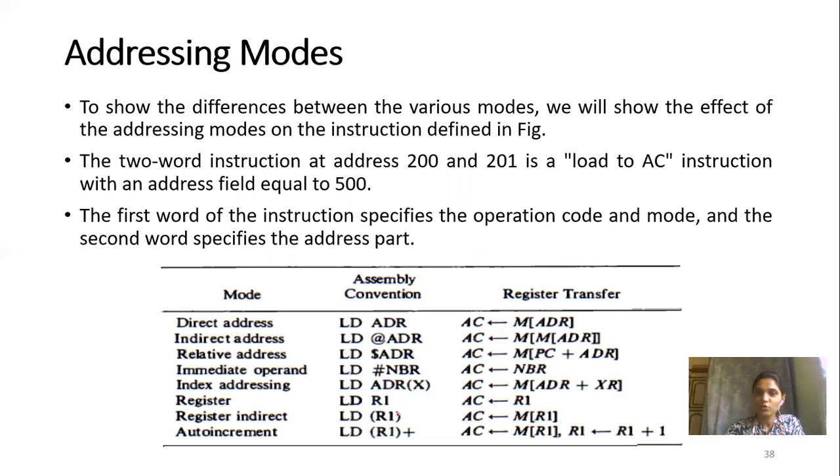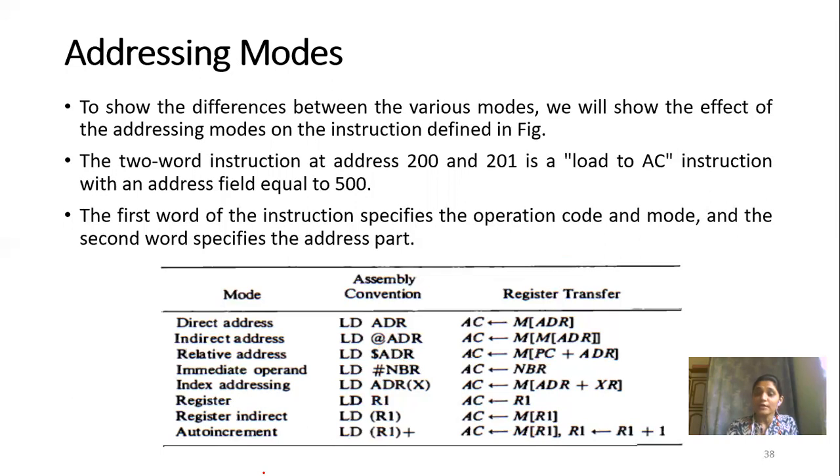Register indirect, so you have to represent this by brackets. The memory content at the memory address given by register R1 is accessed and stored into the accumulator. And then auto increment: the address given by the content of register R1 is used to access the accumulator content, and then the address is incremented by 1 for the next access. So here you can use @, dollar, hashtag, brackets, different signs to denote different addressing modes.